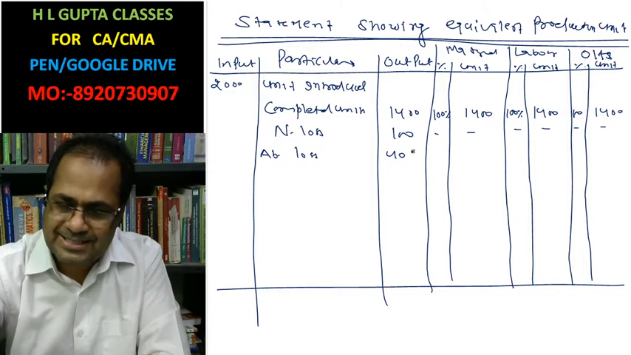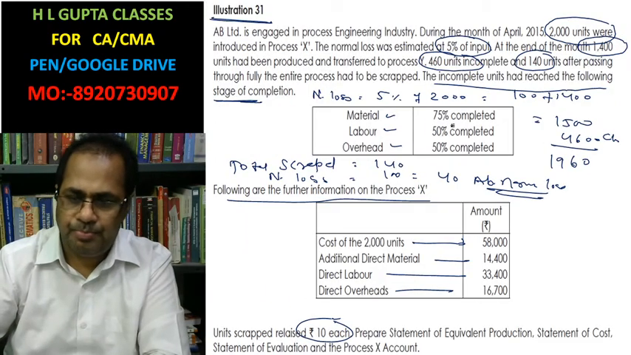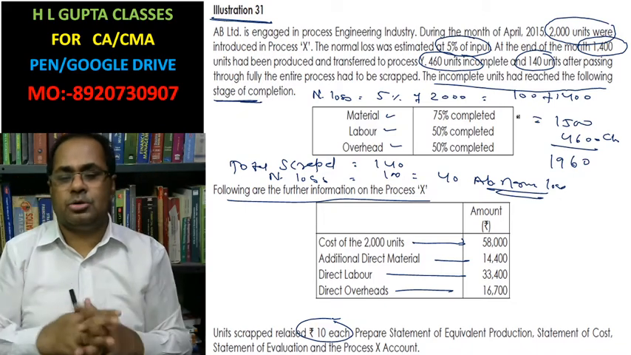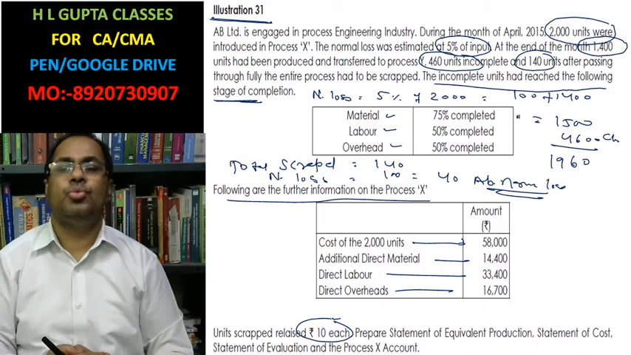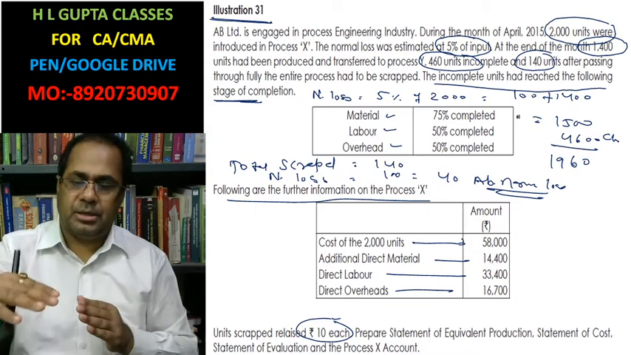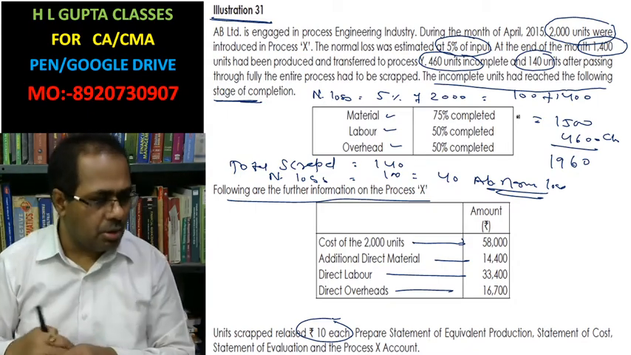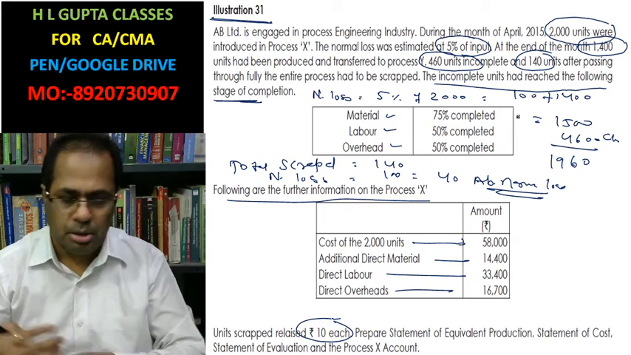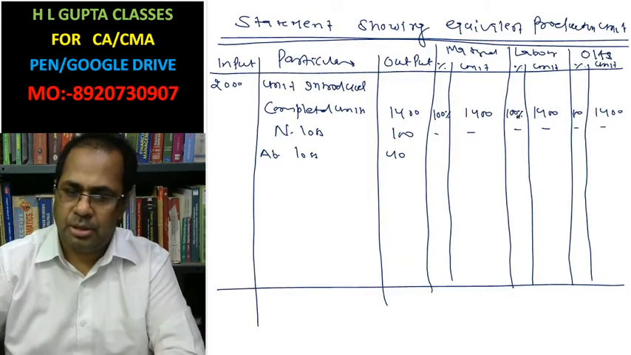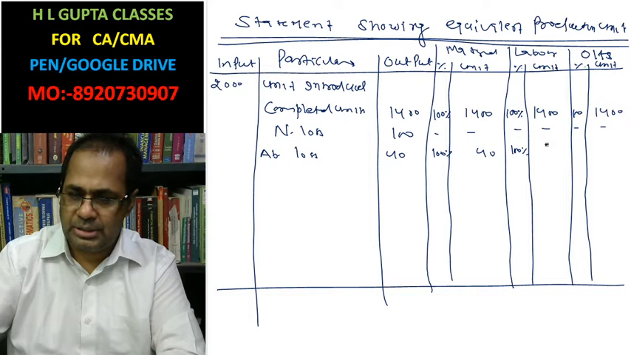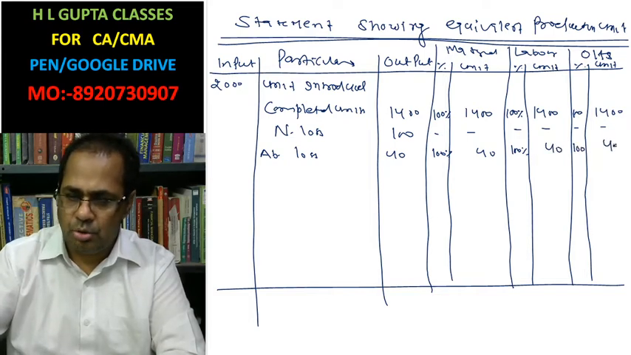Now, what are the stages of the abnormal loss given here? Abnormal loss stages are not given. If the abnormal loss stages are not given, then it is assumed that 100% of activities are done. In the case of abnormal loss, 100% of activities are done. In the question we have already calculated this, 100%. That's why this is 40. Here also 100%, this is 40. This is also 100%, this is also 40.